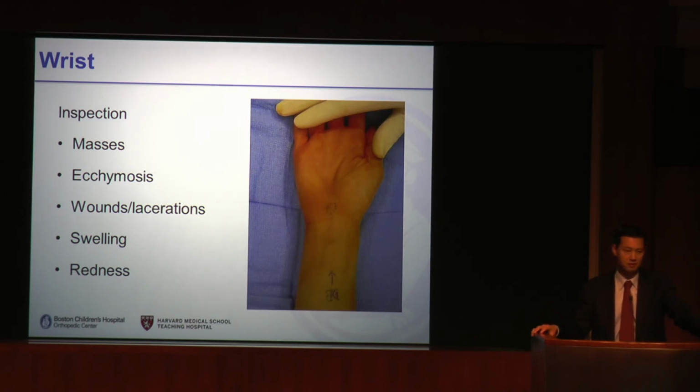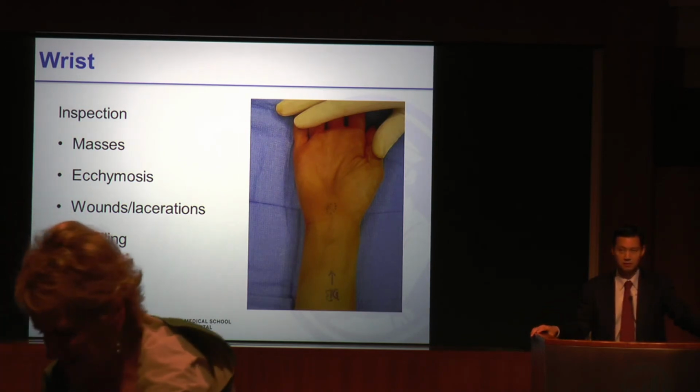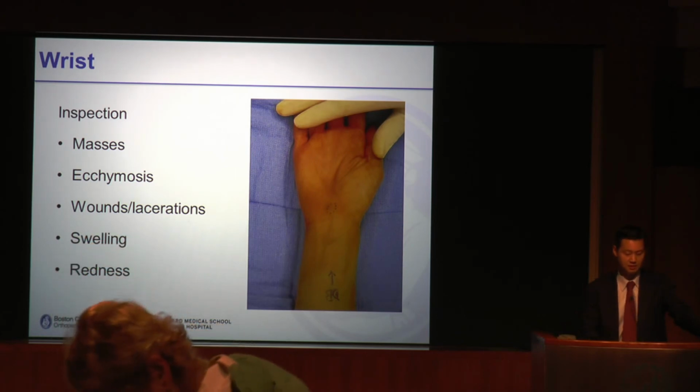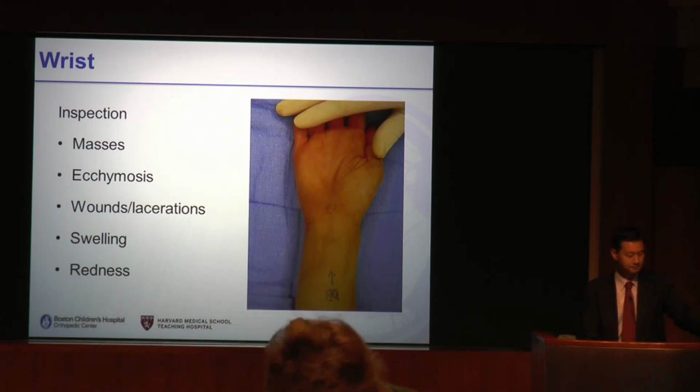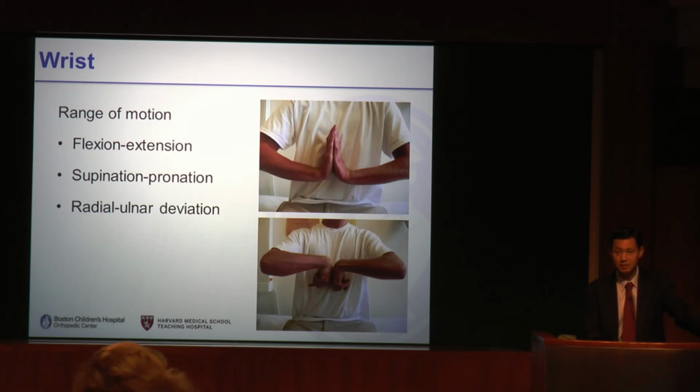In settings of trauma, we can look for sites of ecchymosis or swelling. We can look for wounds or lacerations. Again, you can see a lot just by looking. Range of motion of the wrist can be performed quickly and efficiently, so we can test simple extension of the wrists and flexion of the wrists.